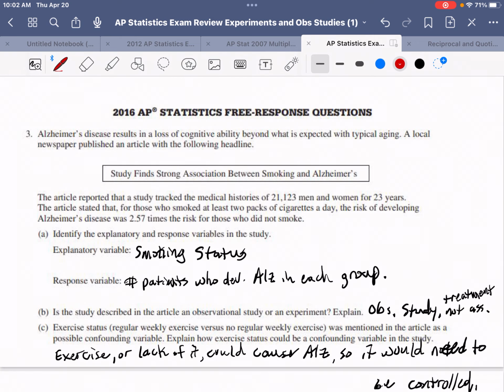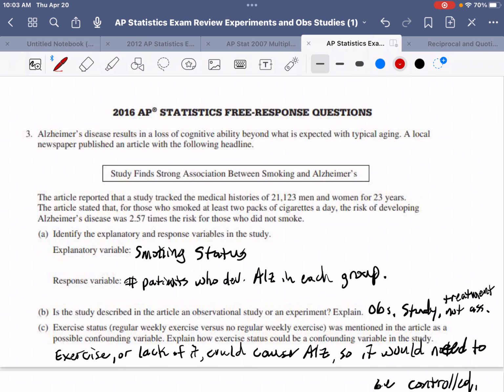Year 2016, number 3. Alzheimer's disease results in a loss of cognitive ability beyond what is expected with typical aging. A local newspaper published an article with the following headline: Study finds strong association between smoking and Alzheimer's. The article reported that a study tracked the medical histories of over 21,000 men and women for 23 years. The article stated that for those who smoked at least 2 packs of cigarettes a day, the risk of developing Alzheimer's was 2.57 times the risk for those who did not smoke.